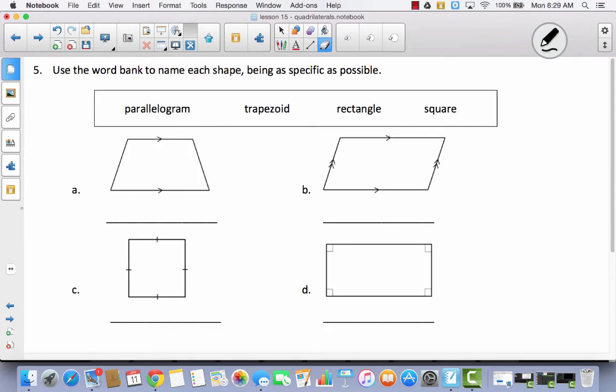Okay, so what do you call a shape that only has one pair of parallel sides? This is what we call a trapezoid. Now look at this shape. This is technically a trapezoid because a trapezoid only has to have one pair of parallel sides. But because this has 2 parallel sides, we can be more specific and call this a parallelogram.